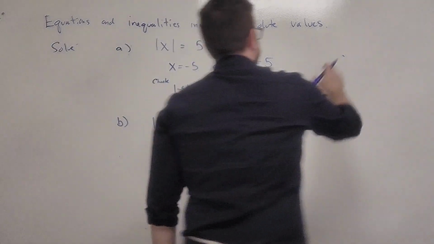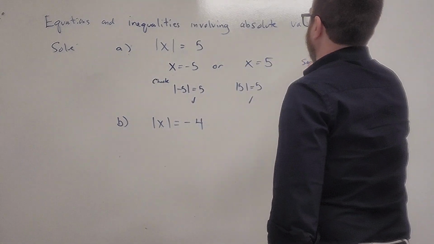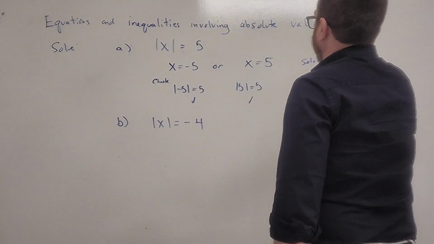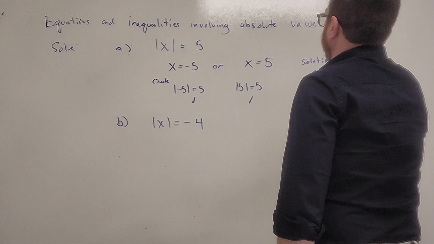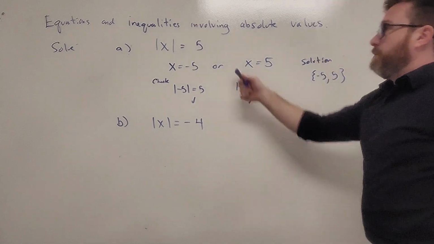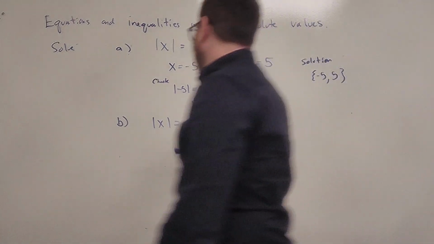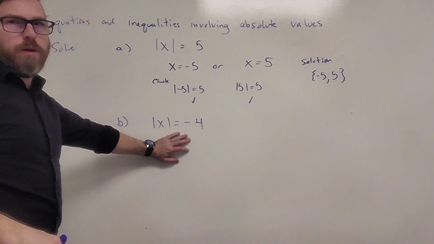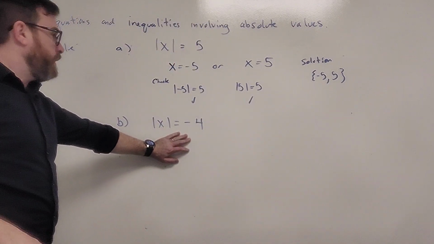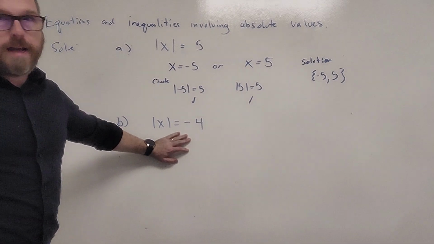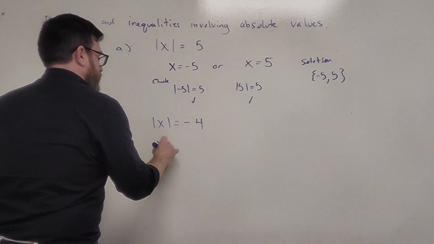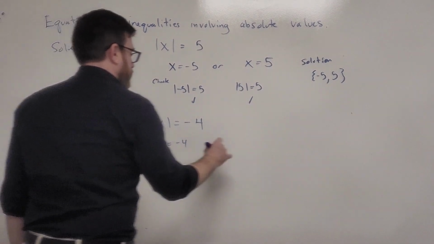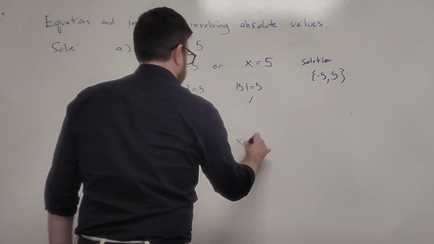So this is our solution set. A lot of times you'll see them simplify that: the solution is the solution set negative 5 and 5. They mean this. Now, if I ask you for the values that would give us negative 4, you might think, what about negative 4 and positive 4? Let's see if this is true. So x is equal to negative 4 or x is equal to positive 4.